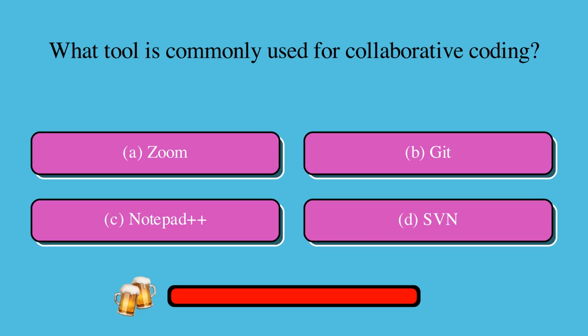What tool is commonly used for collaborative coding? Is it A, Zoom, B, Git, C, Notepad++, or D, SVN? The correct answer is B, Git.